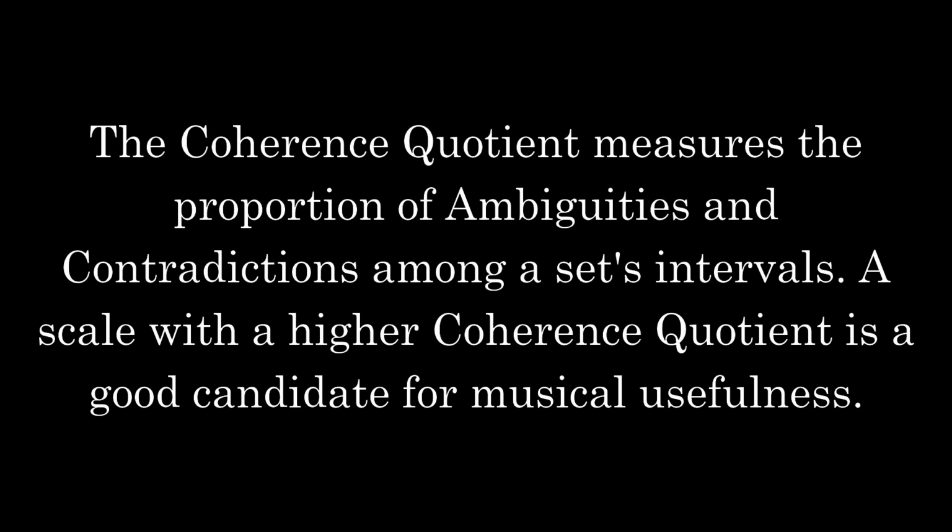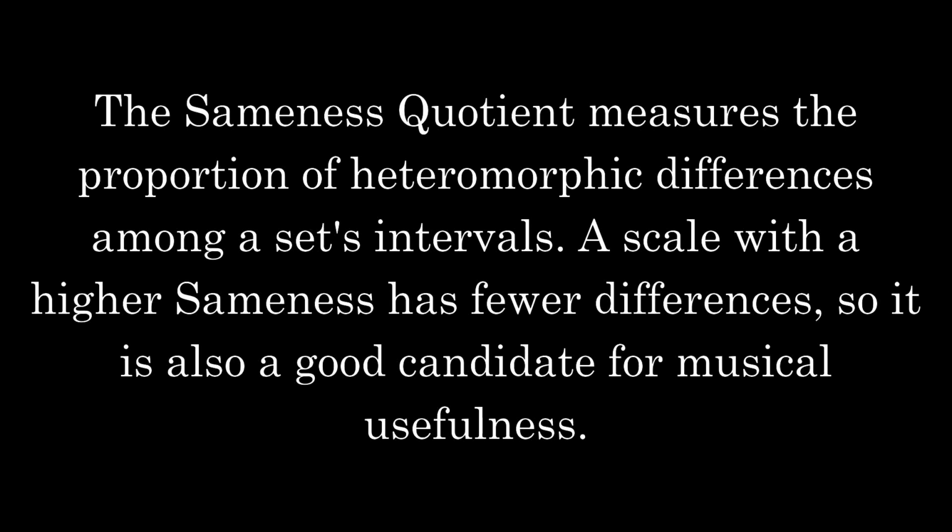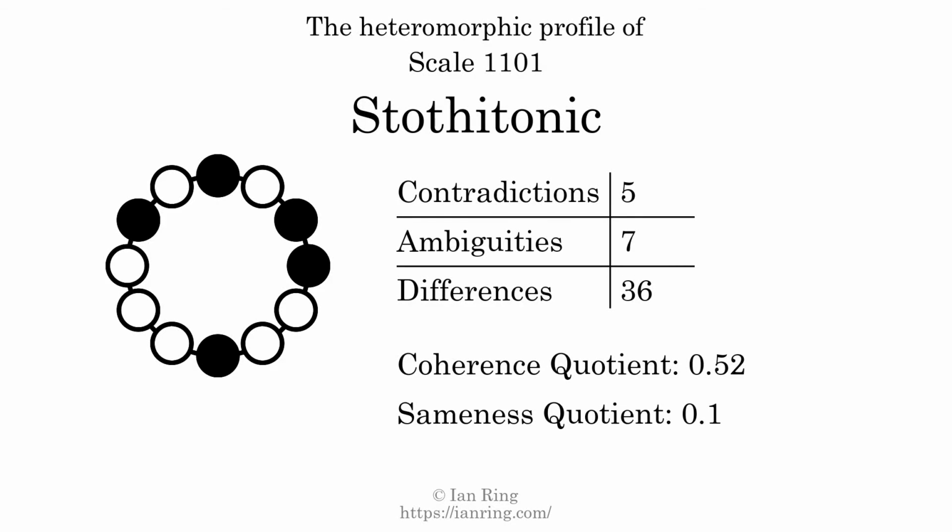The coherence quotient measures the proportion of ambiguities and contradictions among a set's intervals. A scale with a higher coherence quotient is a good candidate for musical usefulness. The coherence quotient is 0.52. The sameness quotient measures the proportion of heteromorphic differences among a set's intervals. A scale with a higher sameness has fewer differences, so it is also a good candidate for musical usefulness. The sameness quotient is 0.1.